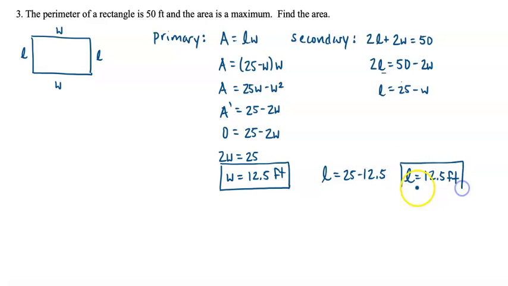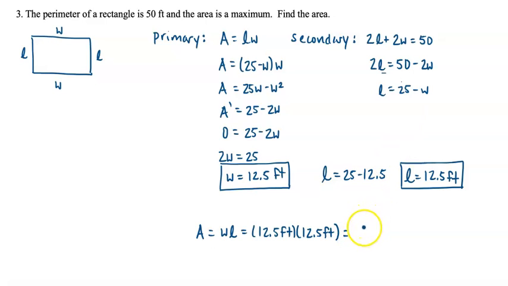Okay, we have a width and length. Here's where that last step comes in, where we look back at the problem and maybe have to do another step to find out what we're asked. We're asked to find the area. Well, we found the width and the length. So now to find the area, we know that we just multiply these two. So area is equal to the width times the length, which is equal to 12.5 feet, times 12.5 feet.